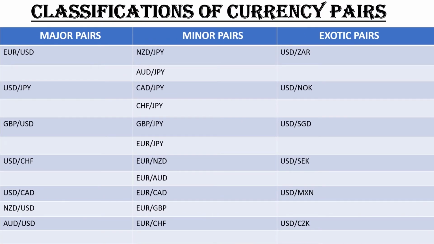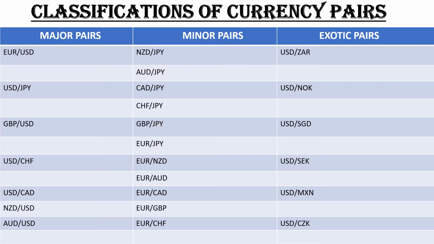First one is major currency pairs, minor currency pairs, and exotic currency pairs. These are the breakdown: major pairs, minor pairs, exotic pairs. Looking at the currency pairs, you could see that they are always paired together. You always have two currencies paired together. So the first currency under the major pairs is what?